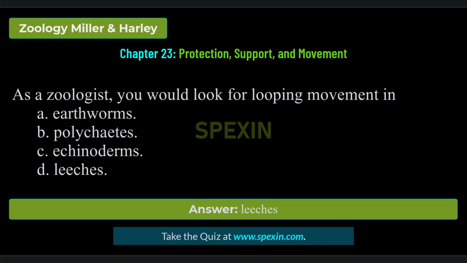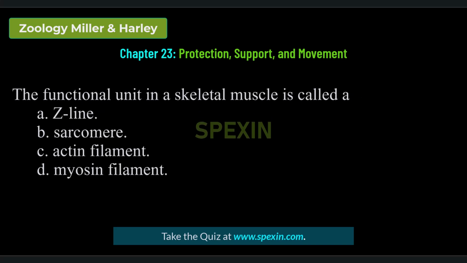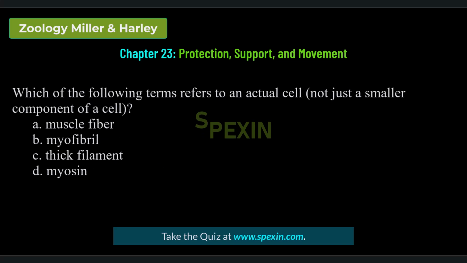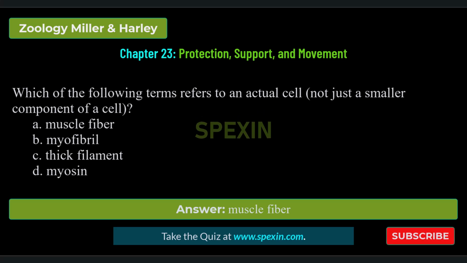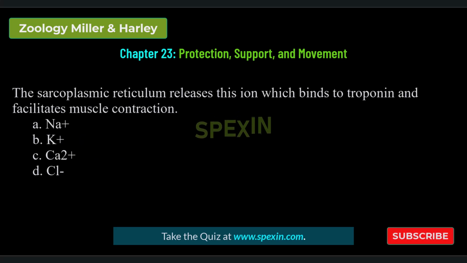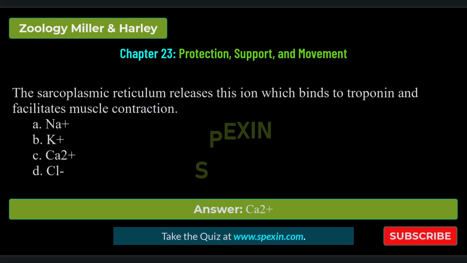Correct answer: leeches. The functional unit in a skeletal muscle is called a Z-line, sarcomere, actin filament, myosin filament. Correct answer: sarcomere. Which of the following terms refers to an actual cell? Muscle fiber, myofibril, thick filament, myosin. Correct answer: muscle fiber. The sarcoplasmic reticulum releases this ion which binds to troponin and facilitates muscle contraction. Sodium, potassium, calcium, chlorine. Correct answer: calcium.